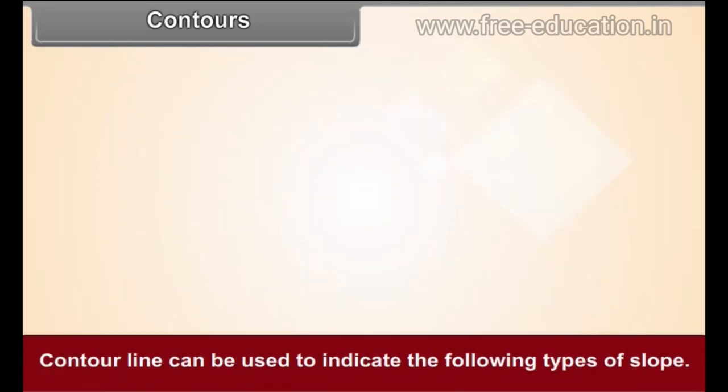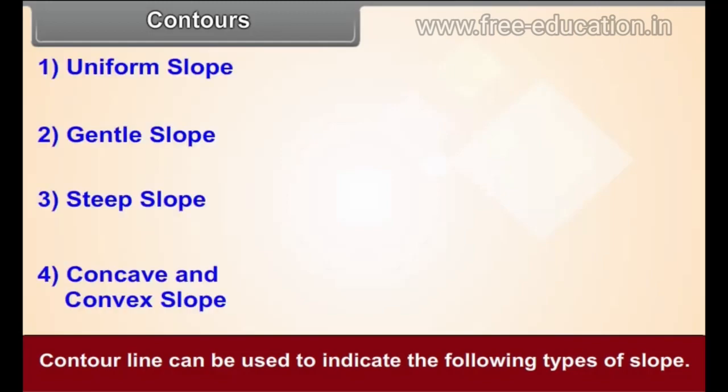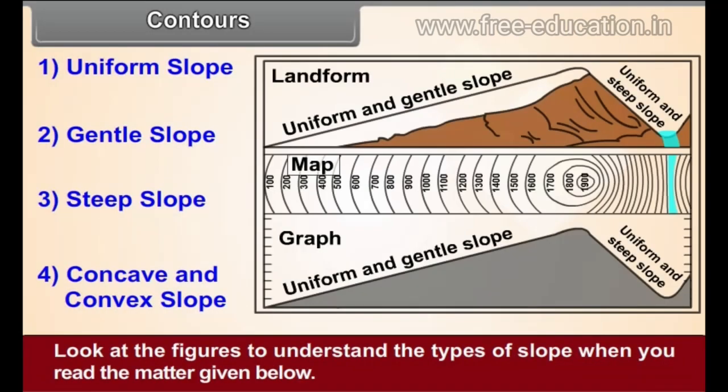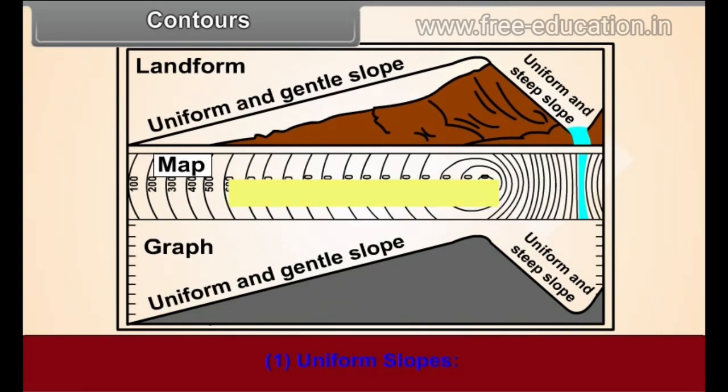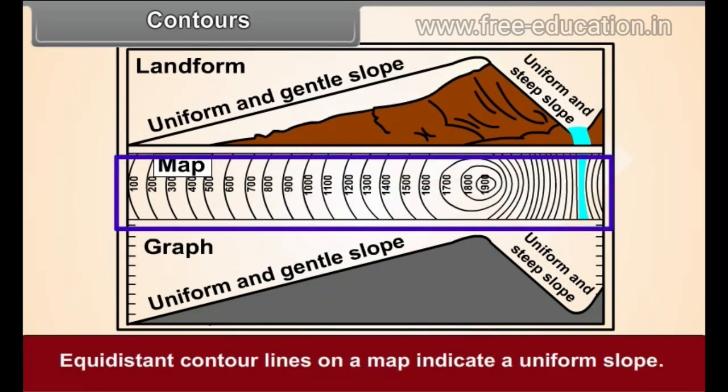Contour lines can be used to indicate the following types of slope. Look at the figures to understand the types of slope when you read the matter given below. See figure 2.3, which shows uniform, gentle and steep slopes. Number 1. Uniform slope. Equidistant contour lines on a map indicate a uniform slope.